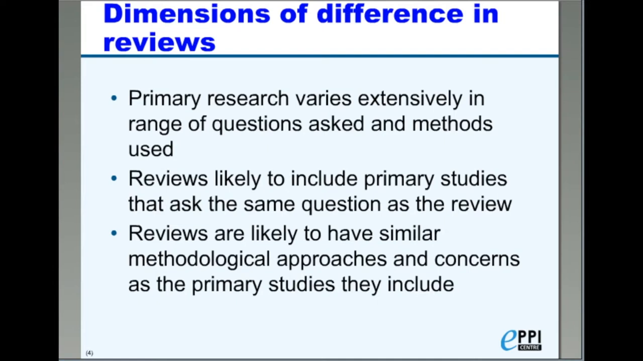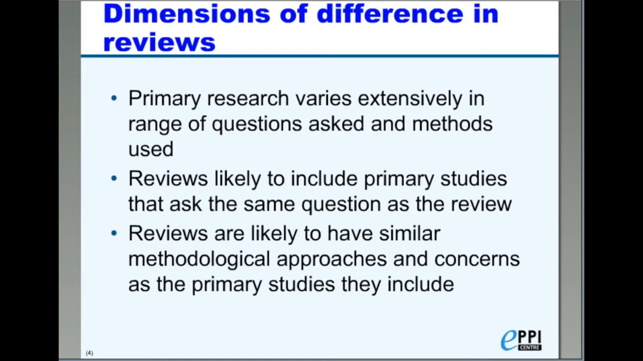Now, in primary research, there's extreme variation in the type of research questions asked and the methods used. So you would expect, and it's true, that systematic reviews would reflect this variation. If you ask a question at the primary level, then you can ask the same question at the secondary level. You can ask a systematic review question that reflects the primary research. So if you ask a particular type of question, then the review is likely to include primary research studies asking the same question. But in addition, the methodology used in the reviews is likely to have similar methodological approaches and concerns as the primary studies that they include.